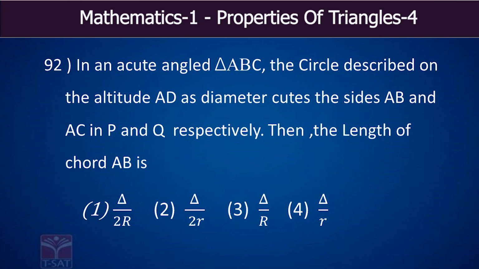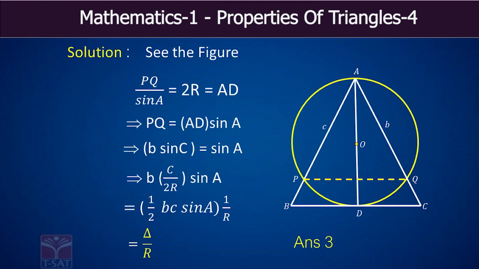In an acute angle triangle ABC, the circle described on the altitude AD as diameter cuts the sides AB and AC in P and Q respectively. Then the length of the chord PQ is. See the figure. Now by using sine rule, PQ by sin A is equal to 2 capital R.